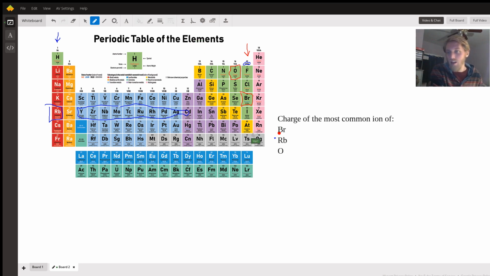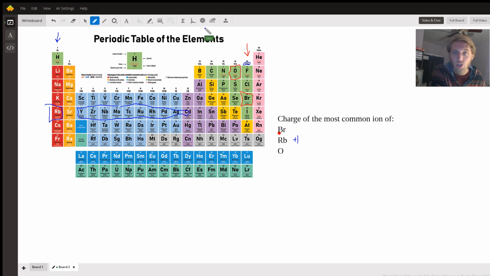So instead of gaining electrons, we're just going to lose that electron. And that gives us a +1 charge because we were neutral, but now we have 1 less electron, which means we're going to have more protons than electrons, giving it a +1 charge.